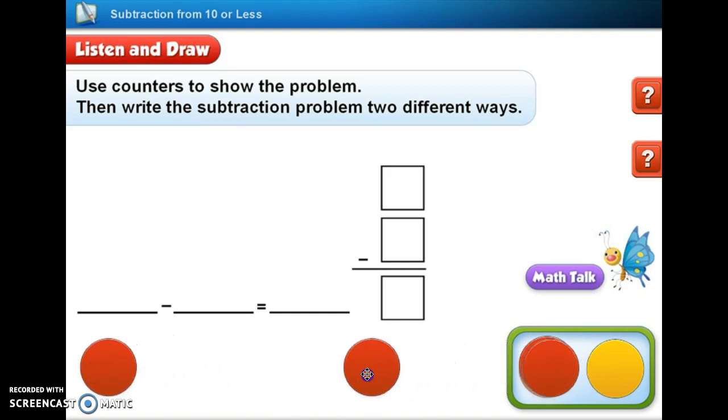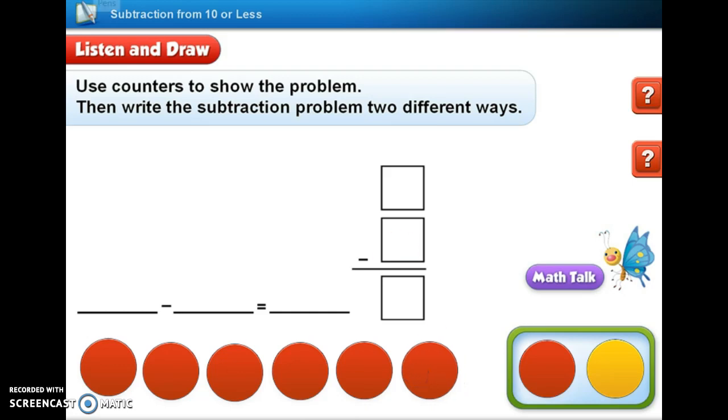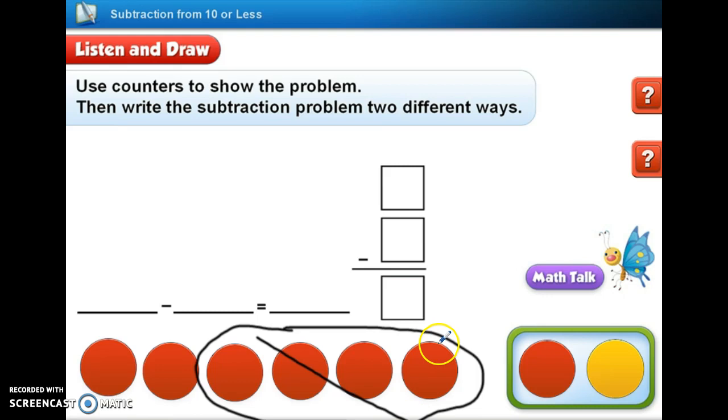1, 2, 3, 4, 5, 6. All right, and how many crayons did he give to Matt? That's right, he gave 4 crayons. So circle 4 of your circles and cross them off.